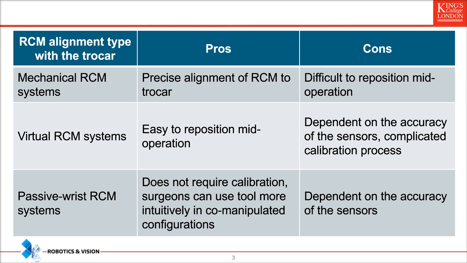Now, the passive wrist RCM systems have a non-actuated wrist joint. This is ideal for co-manipulation configurations where the surgeon holds the robotic instrument and has the freedom to move it similarly to manual surgery. The setup does not require an RCM trocar calibration, as the surgeon pivots the instrument about the trocar, thus naturally aligning both positions. The RCM is then estimated using sensor data. Due to the non-actuated wrist joints, the instrument orientation is decoupled from the position of the end effector, which is holding the instrument, and different sensors are used for both. The main issue with this is that the orientation sensors are normally noisy, thus injecting errors into the estimation.